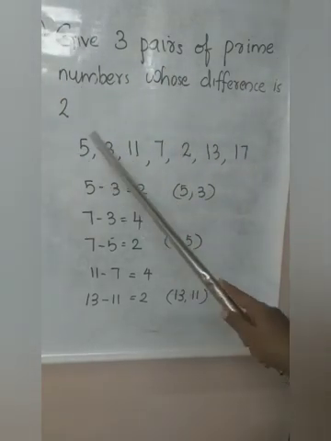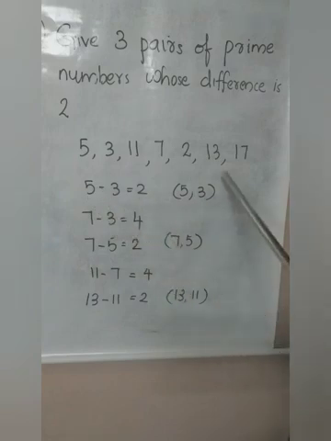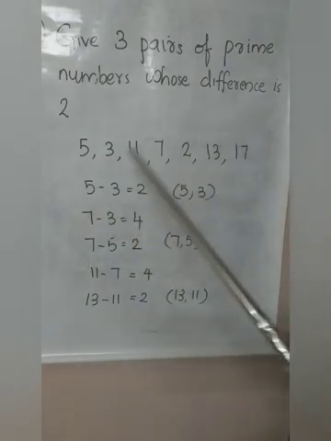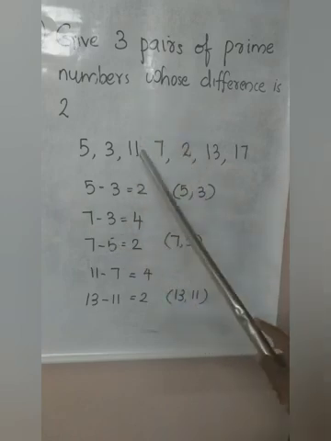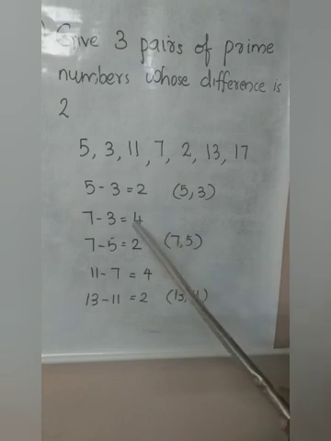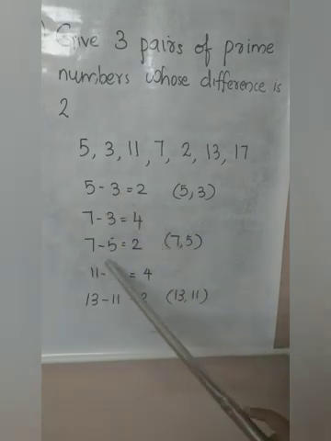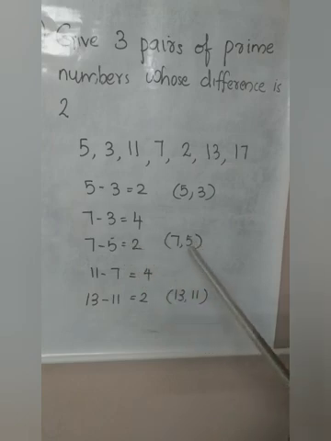So, first I took 5 and 3. What is the difference? 5 minus 3 is 2. So, that is a pair. 5 and 3, their difference is 2. Next, I took 7 and 3. 7 minus 3 is 4, so it cannot be a pair. Next, I took 7 and 5. What is 7 minus 5? 2. So, 7 and 5 can be grouped.